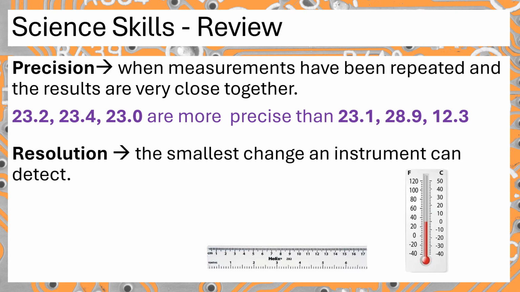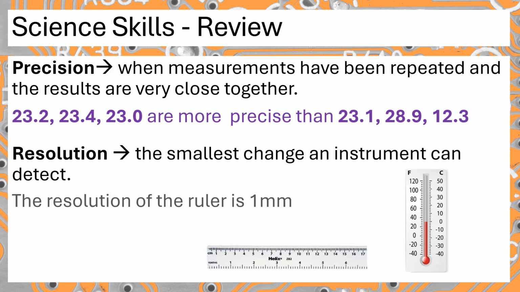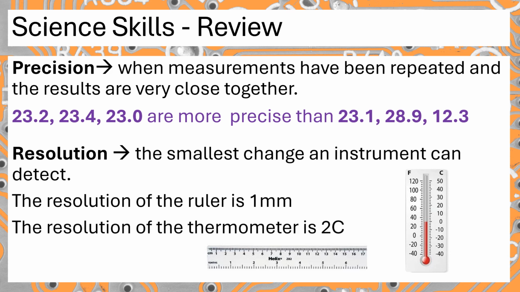Going along with that is resolution. And this is the smallest change that we can measure with an instrument, or the smallest change we can detect. So if I look at the examples we've got here, the resolution of the ruler is 1 millimetre. That's the smallest measurement that I can get on my ruler. So I could measure the difference between 11 millimetres and 12 millimetres, for example. And then if I have a look at my thermometer on the right there, the resolution is 2 Celsius. So the smallest division that I can measure there is 2 Celsius. So I could measure the difference between 10 and 12 or 12 and 14.